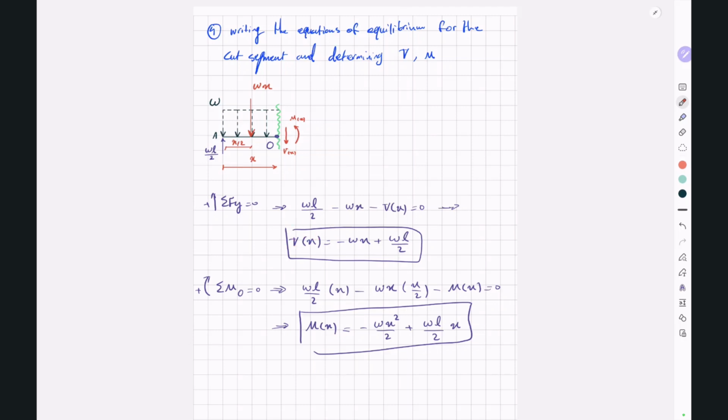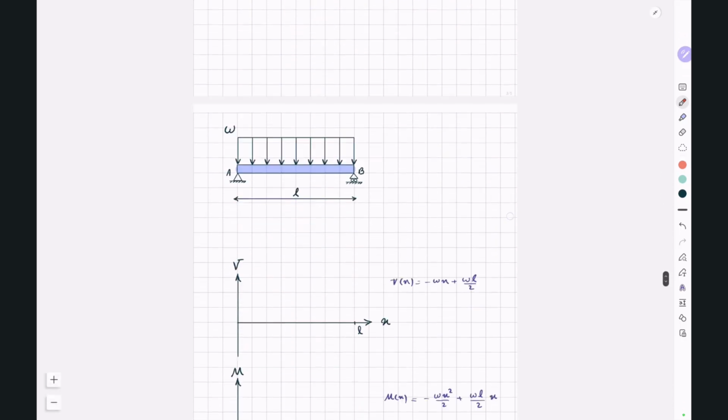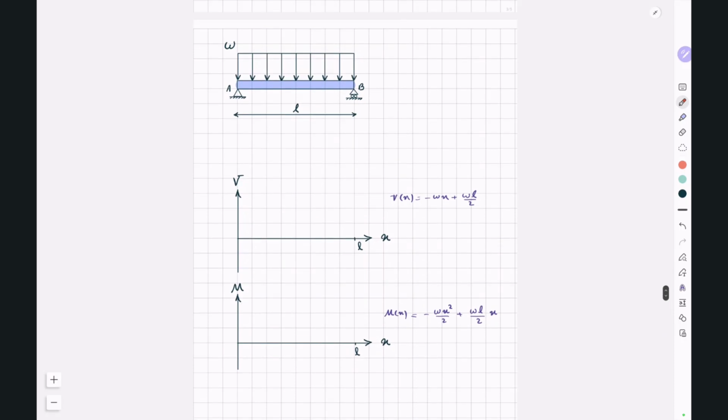Now that we have determined V and M in terms of x, we will be able to draw our shear force and bending moment diagrams. So at point A, we had an upward support reaction with a value of WL divided by 2. So we'll go up. This is WL divided by 2. And then we're going to have a linear function with a negative slope. And at x equal to L divided by 2, our shear force will be equal to 0. So it will be like this. And then at point B, we had a positive shear force with a magnitude of WL divided by 2. So this is negative WL divided by 2.